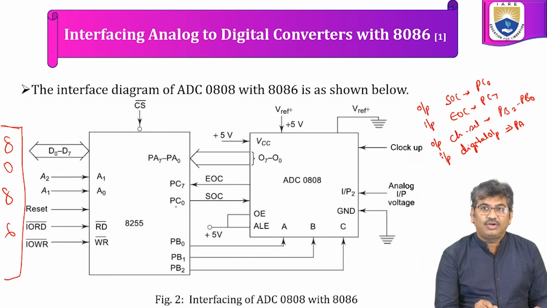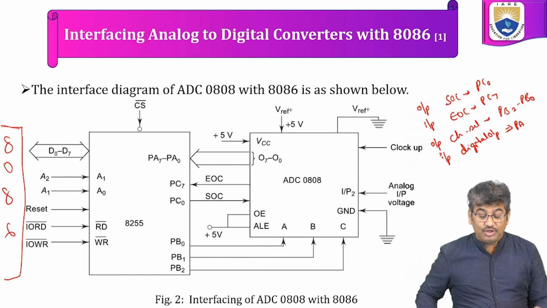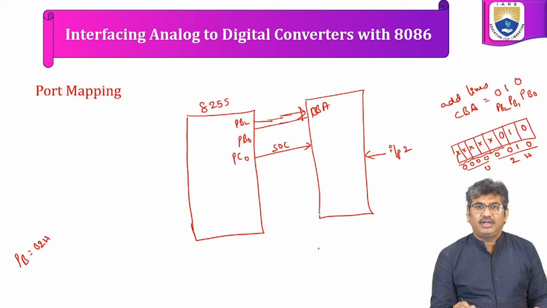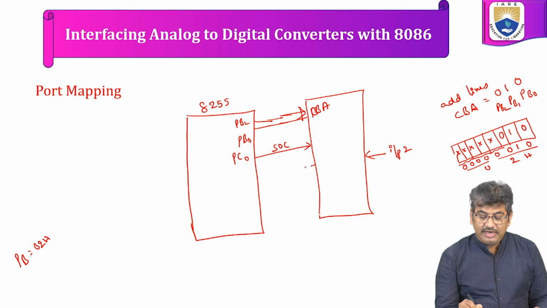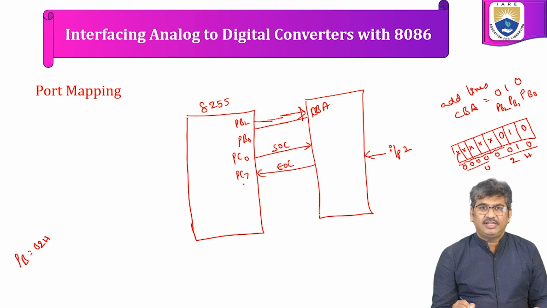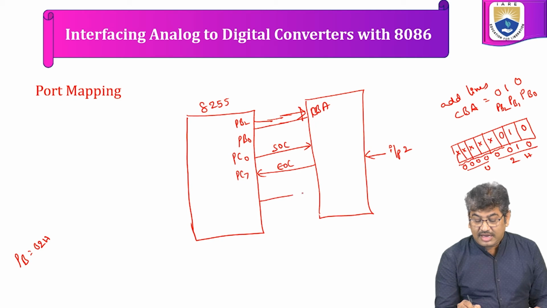SOC signal is connected to PC0. So port C0 bit is used for generating the SOC signal, start of conversion. Once the conversion is done, the ADC will generate the end of conversion signal that we can read by examining port C7. If port C7 is equal to 1, then the digital output, that is from O7 to O0, we can read on port A.